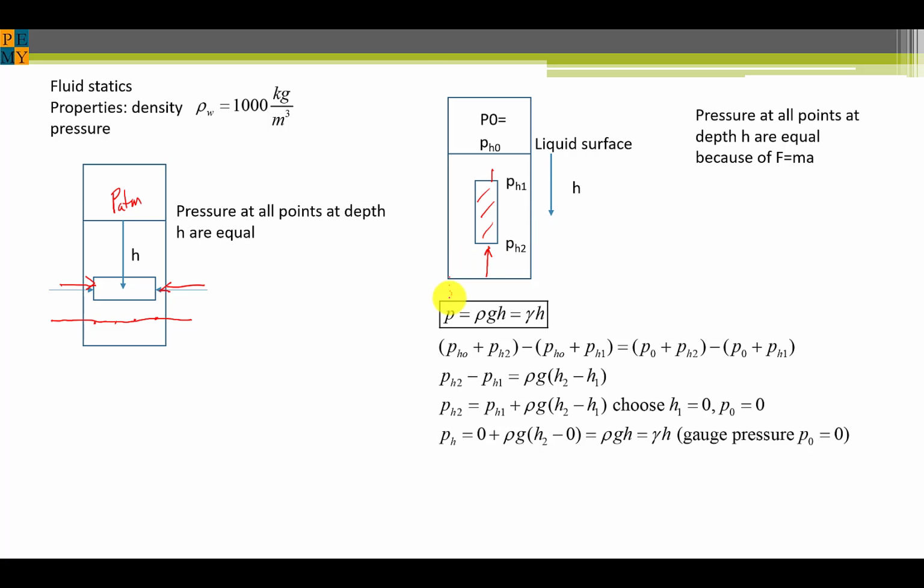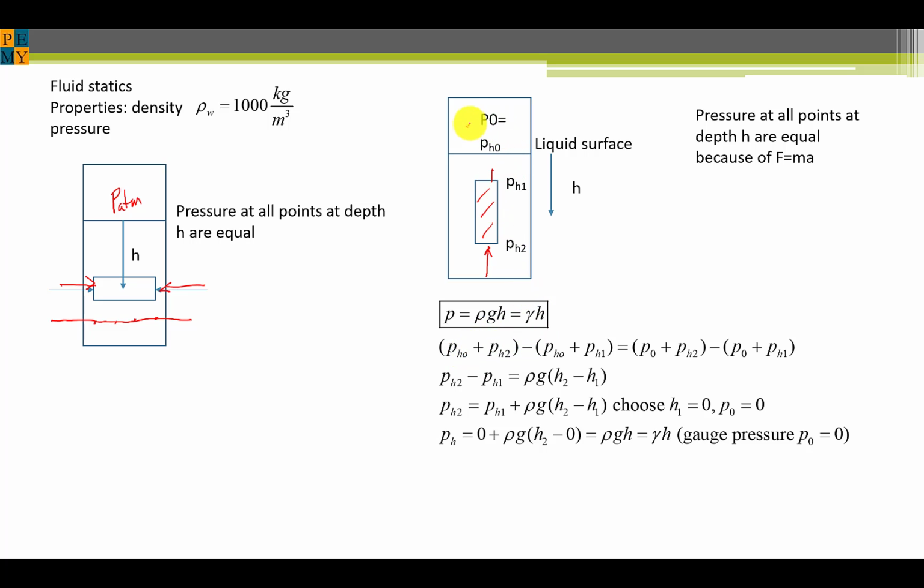As we know, it's this formula here. Pressure is equal to the density, the mass density, times the gravitational acceleration times the height, or as I like to generally use, the specific weight, which is the force per unit area times the height of the liquid. This can be derived fairly easily.